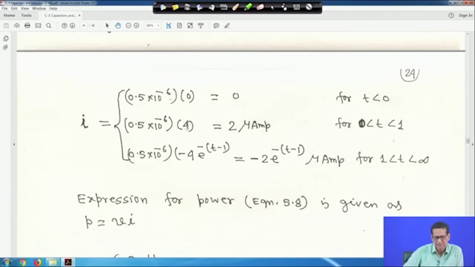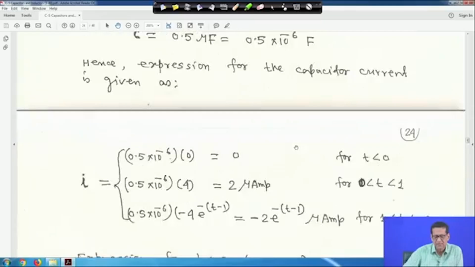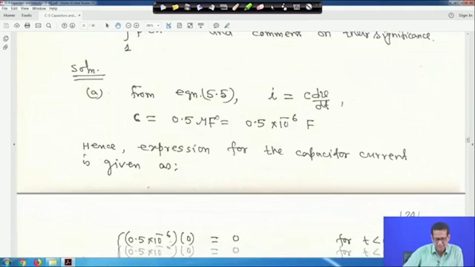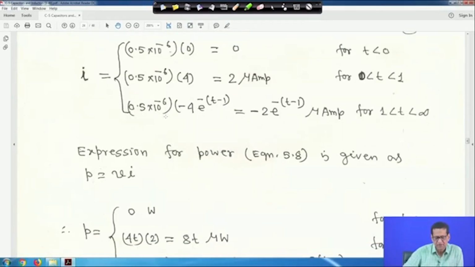If you take the derivative with respect to t, it will be 4 multiplied by C. So, it will be 2 microampere, because 10 to the power minus 6 is here, for t greater than 0 and less than 1. And the third one was given as 4 e to the power minus (t minus 1). You take the derivative of it, C into dv by dt, and if you do so it will be 0.5 into 10 to the power minus 6, that is the C value in farad, into minus 4 e to the power minus (t minus 1). So, it is minus 2 e to the power minus (t minus 1) microampere for t greater than 1 and less than infinity.